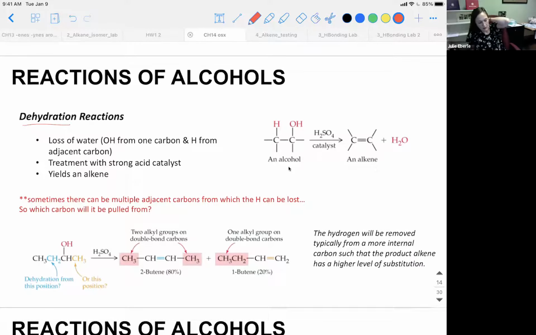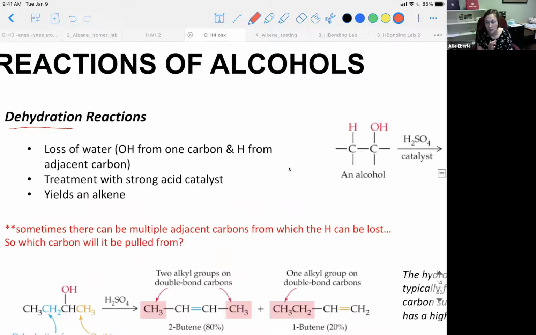The first kind of reaction we're going to talk about with alcohols is dehydration. So just the name in and of itself, dehydration. What do y'all think that means? We're going to be taking a water molecule through the loss of a water molecule. The way this happens, an alcohol has an OH group bonded to one carbon and then hydrogens bonded to other carbons. So we're going to lose the OH group, the alcohol functional group, and we're going to lose a hydrogen from an adjacent carbon. This does not happen unless you have a strong acid catalyst. And what it produces is an alkene.